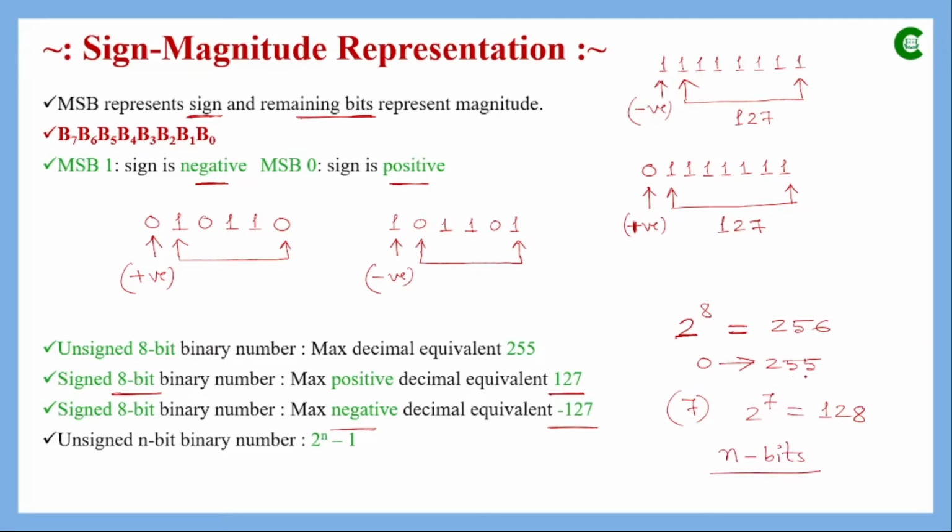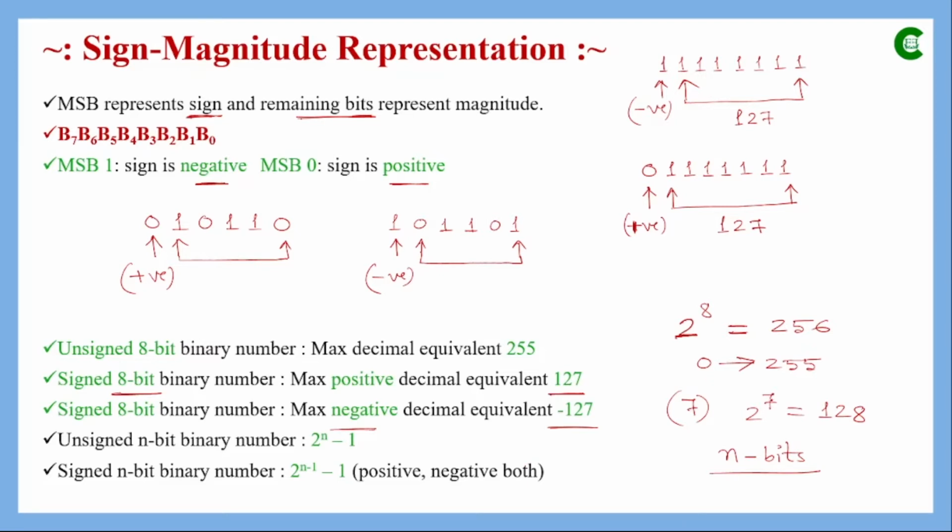So 0 to 255, that means the maximum number is 255, which is 2 raised to the power 8 minus 1. If we generalize, then it will be 2 raised to the power n minus 1. Now if it is a signed binary number, then what we have seen is that, instead of 256, the maximum count will be 128, and since it will start from 0, it will go till 127.